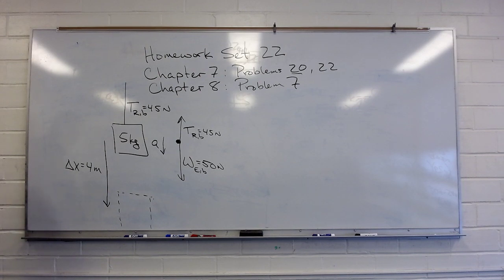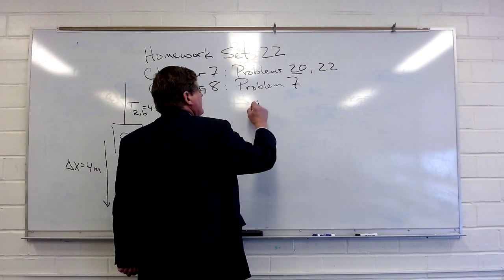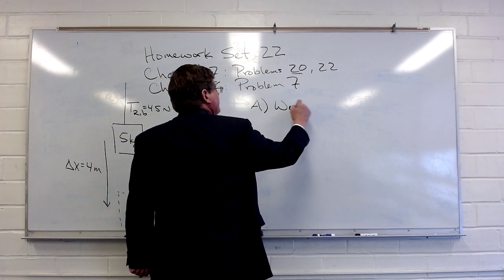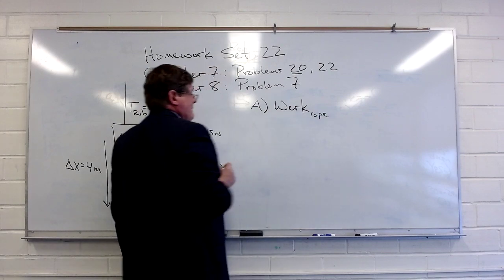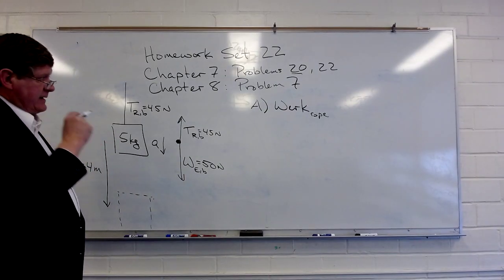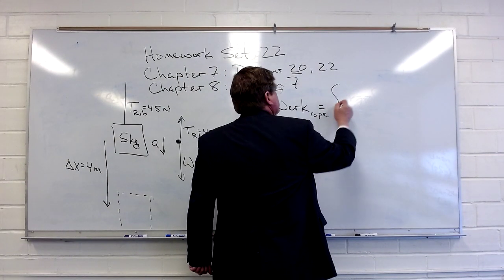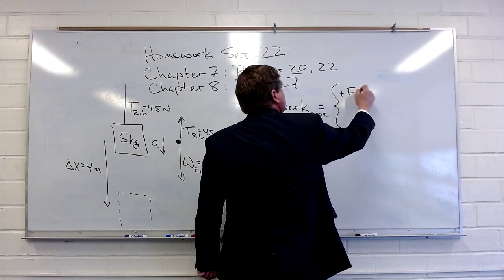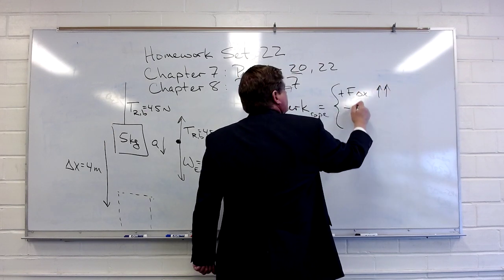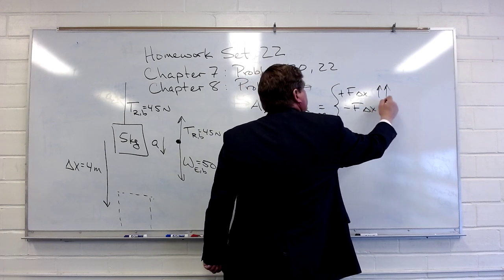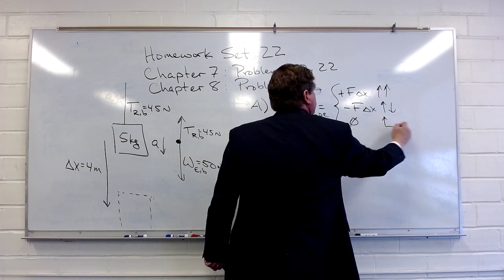In this problem, we're asked first to find the work done by the rope. Well, you remember that work had a very interesting definition. It was plus the force times the distance if those two were in the same direction. It was minus force times the distance if those were in opposite directions. And it was 0 if those were perpendicular to each other.